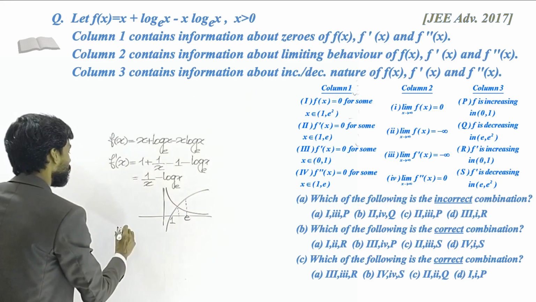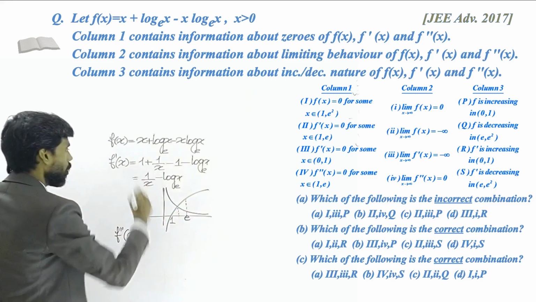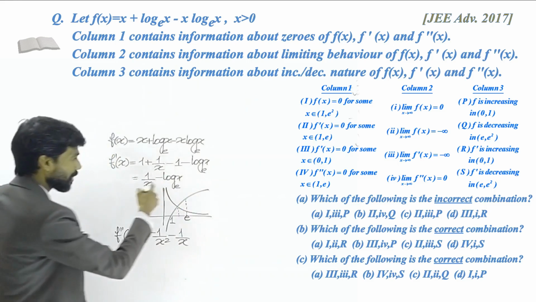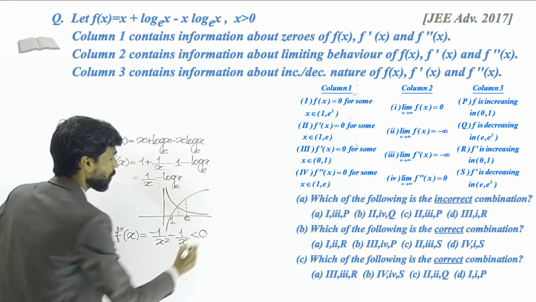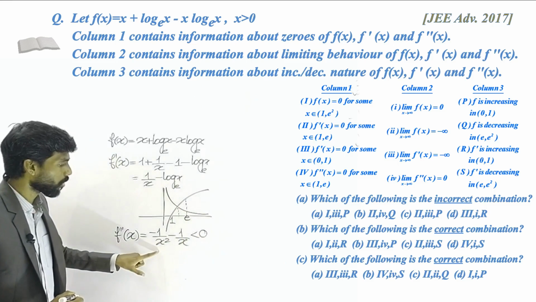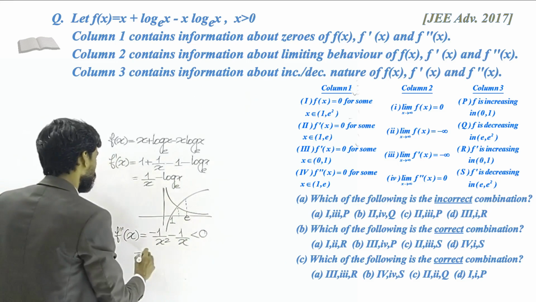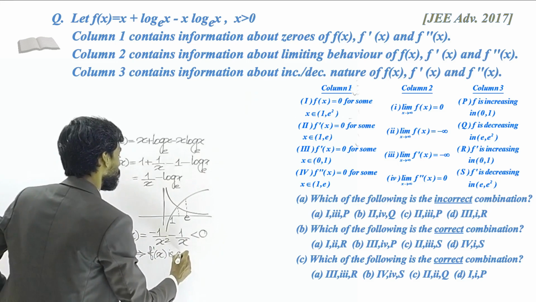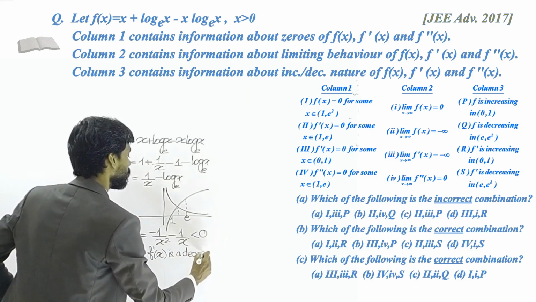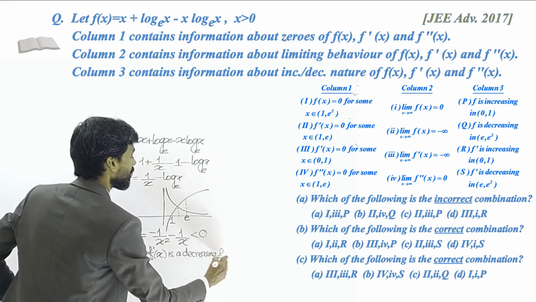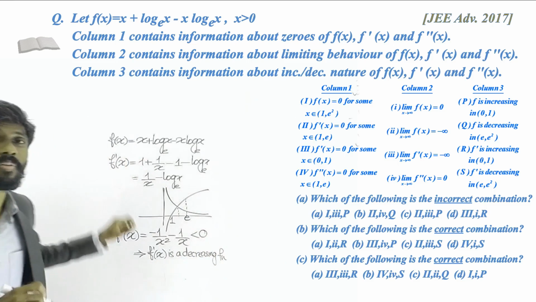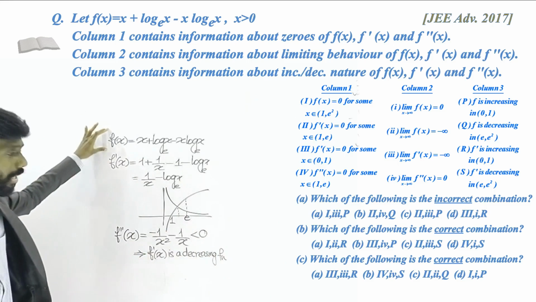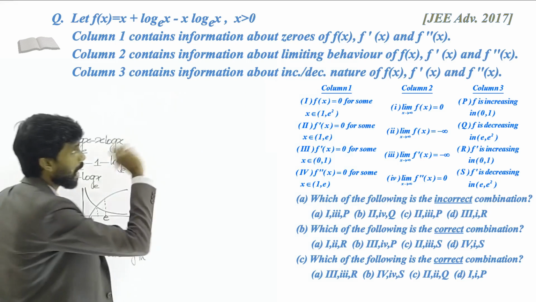Now we'll also find the second derivative. That is -1/x² - 1/x, the derivative of this. This is always negative because x is positive anyway. So f''(x) is always negative. That means f'(x) is a decreasing function. So the first derivative function f'(x) is always decreasing, but we don't know about f(x); that depends on the value of x. Alright, now we will answer the questions one by one.